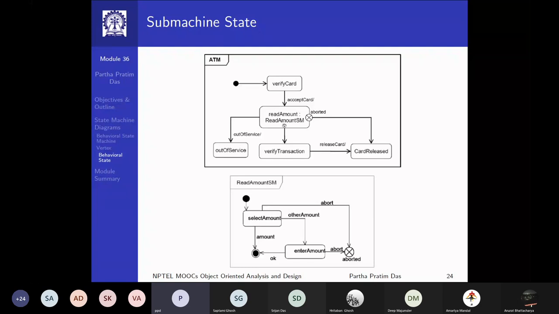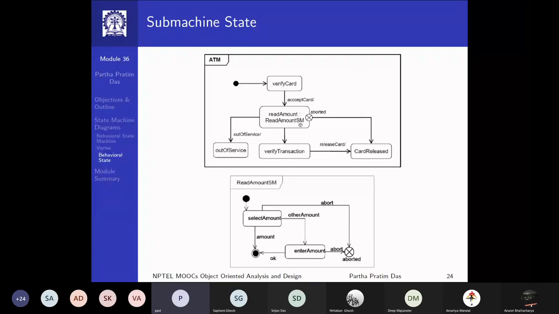If this read amount submachine succeeds, then you get a read amount, and you can proceed further, like the verify transaction. Or this could lead to out of service, or this could be aborted, like the transaction. I mean, reading that amount did not happen. If you verify the transaction, then again, the rest of it is not shown. Actually, dispensing the cash, giving you the receipt, and all that are not shown. But you release the card. Similarly, on abort also, you release the card.